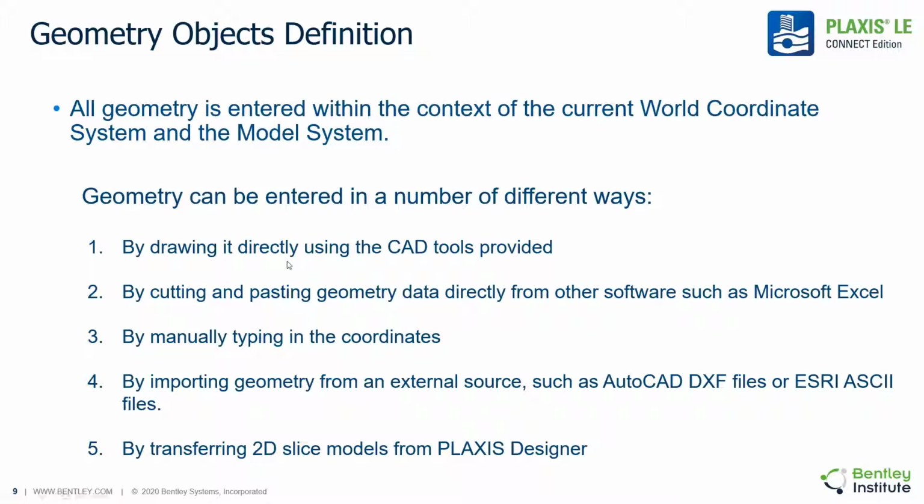The first one is drawing the geometry directly using the CAD tools provided in the software. We can also cut and paste the geometry data directly from other software, such as Microsoft Excel. We can manually type the coordinates of the regions. We can import geometry from external sources, such as DXF, shapefiles, and so on.